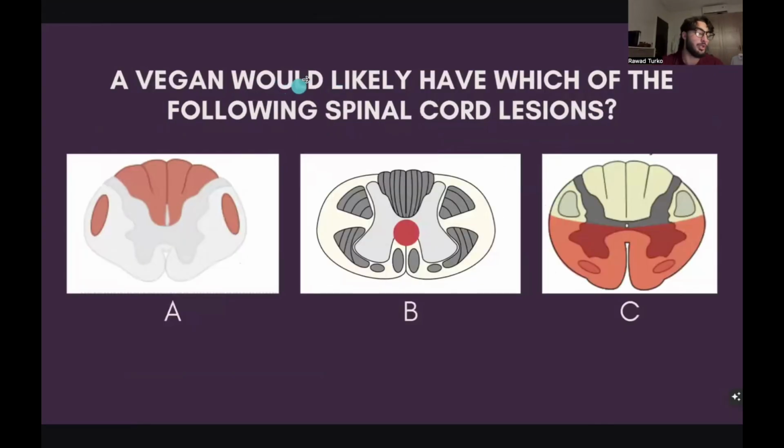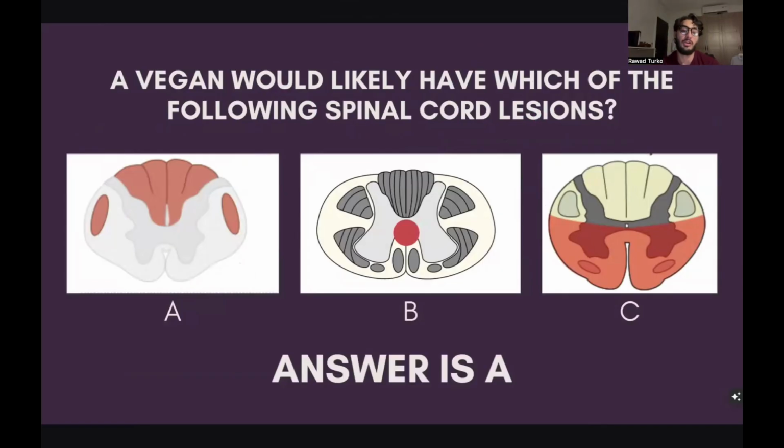A vegan would likely have which of the following spinal cord lesions? A vegan. So think about what sort of nutrients a vegan would be deprived of. The answer is A. Okay. And what would A be? So this is subacute combined degeneration, so SCD. All right. What's B? So this could be either syringomyelia or a milder form of central cord syndrome. And C, what's C?